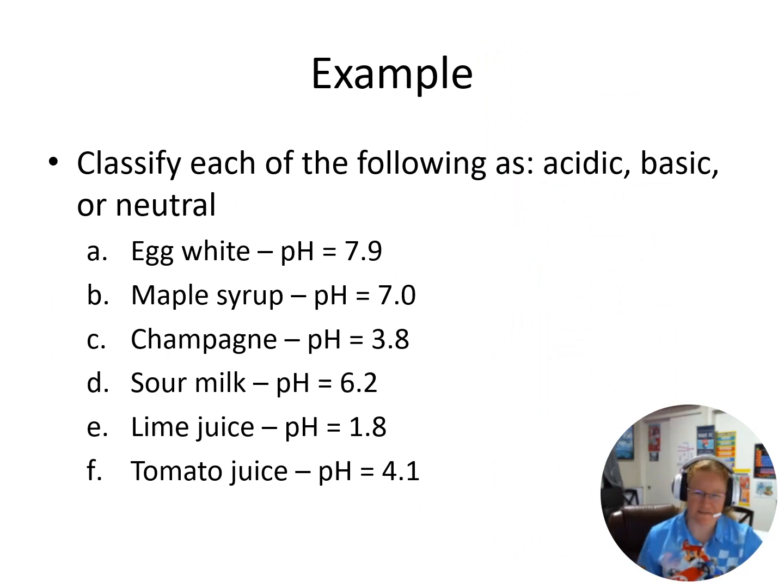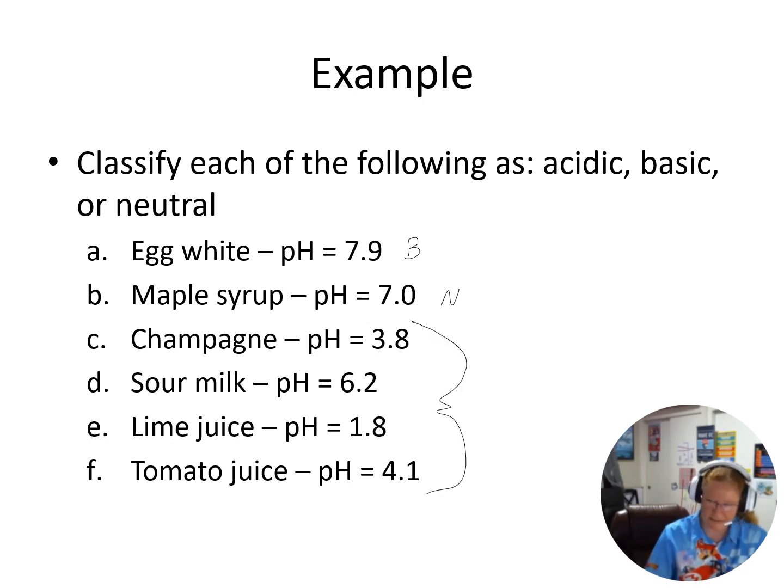So here are some pH values. Take a moment and see if you can decide based on these numbers if these solutions are acidic, basic, or neutral. All right, let's see how you did. Well, the egg white at a pH of 7.9 is not terribly over 7, but it is over 7, so it's basic. The maple syrup is neutral because it's exactly 7. And then all the rest of these are below 7, so those are all acidic. Okay?